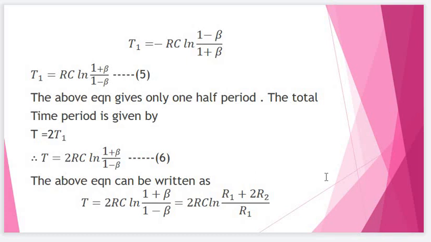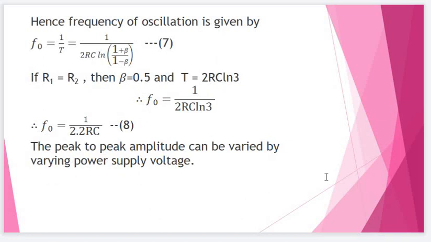The total time period is given by T equal to 2 T1. So T is equal to 2 RC ln of (1 plus beta) by (1 minus beta). The above equation can be written as T equal to 2 RC ln of (R1 plus 2 R2) divided by R1. Hence, the frequency of oscillation is given by f naught equal to 1 by T, that is equal to 1 divided by 2 RC ln of (1 plus beta) by (1 minus beta).